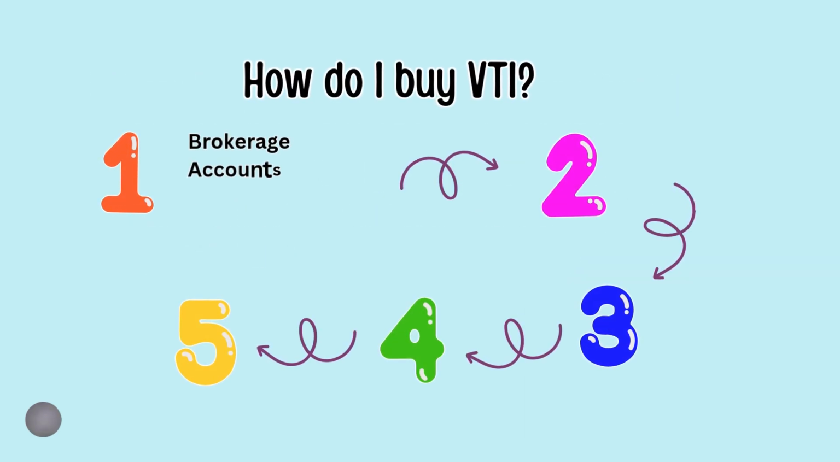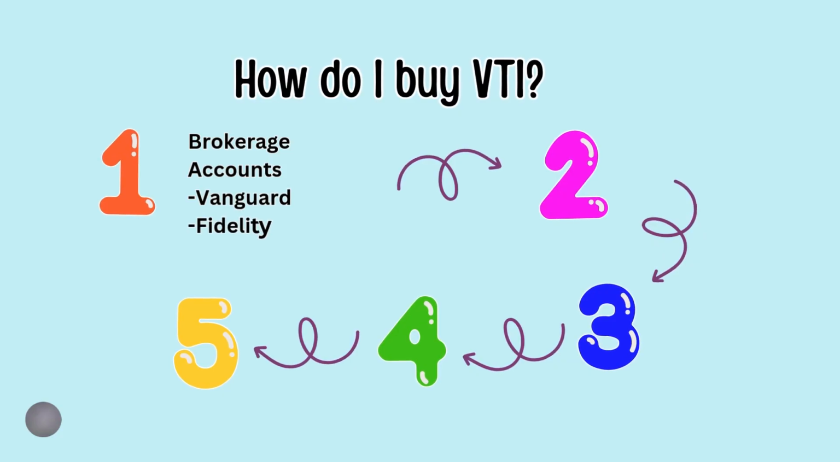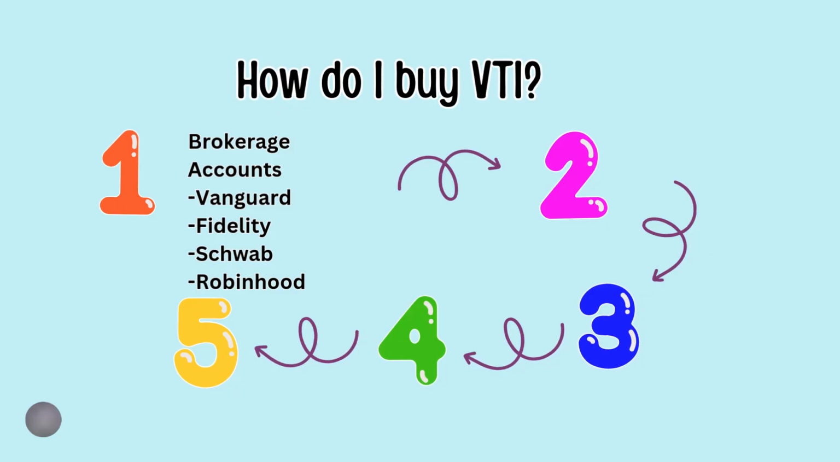So how to buy VTI? How do I buy VTI? You can buy VTI through any brokerage account. There's Vanguard, there's Fidelity, there's Schwab, there's Robinhood. I've just mentioned some top examples. So you just search for the ticker symbol VTI and place a trade. Remember, VTI is an ETF. It trades like a stock throughout the trading day.